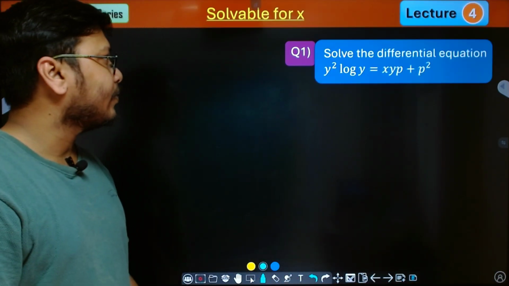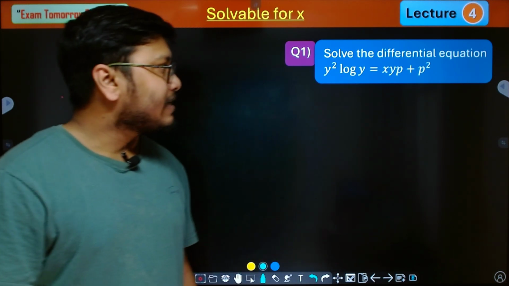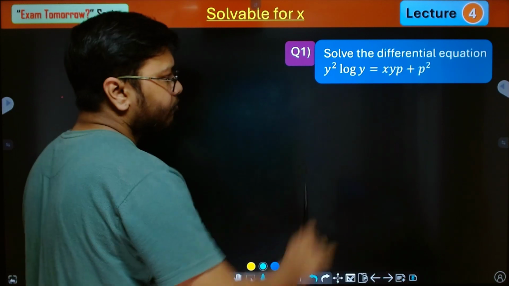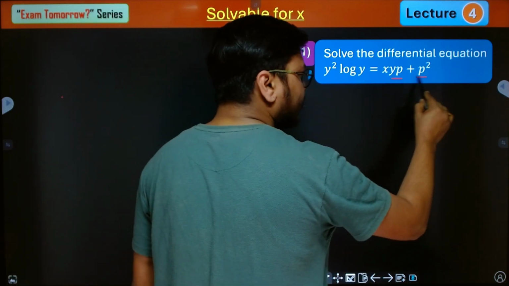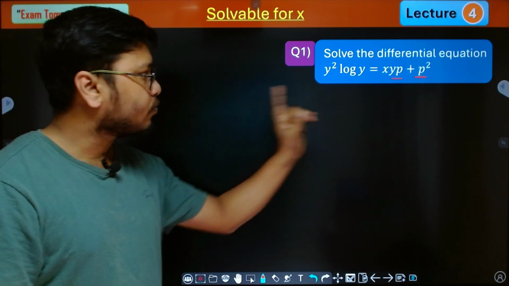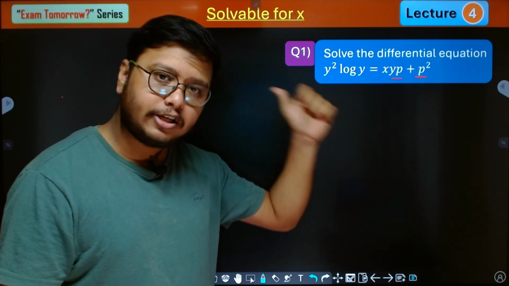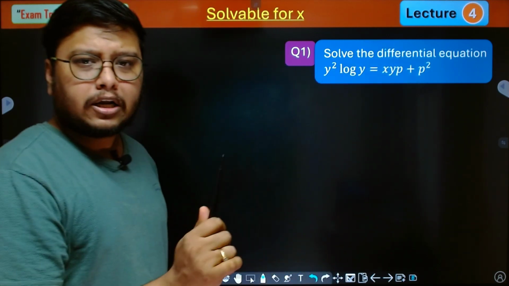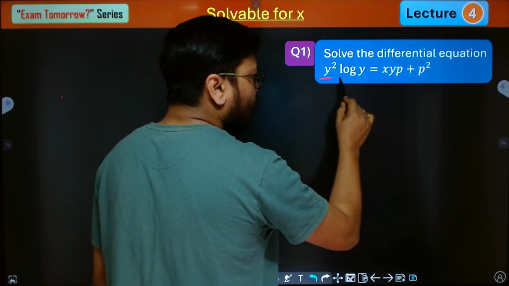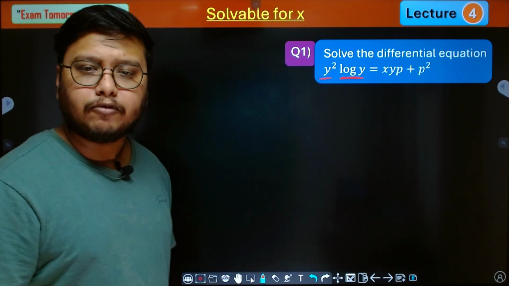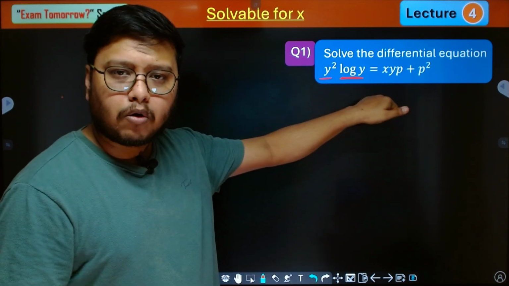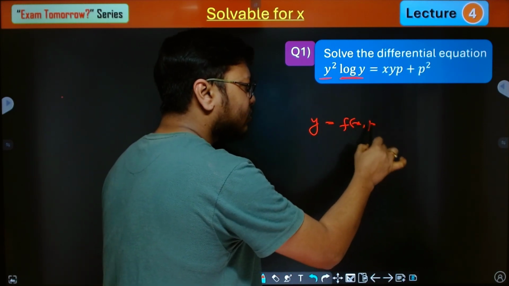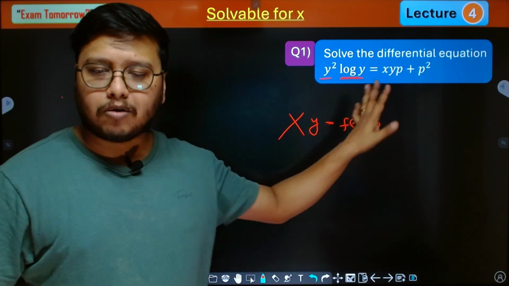Let's take a look at another question. Again, we have to decide whether it is going to be easy to solve it for x, y or p. First of all, we can definitely solve it for p because we can see it's a quadratic in p, so solvable for p is possible in this case. Solvable for y will not be possible because a lot of non-linearity is present in the y variable: y square multiplied with a log y. So we won't be able to express y as a function of x and p.